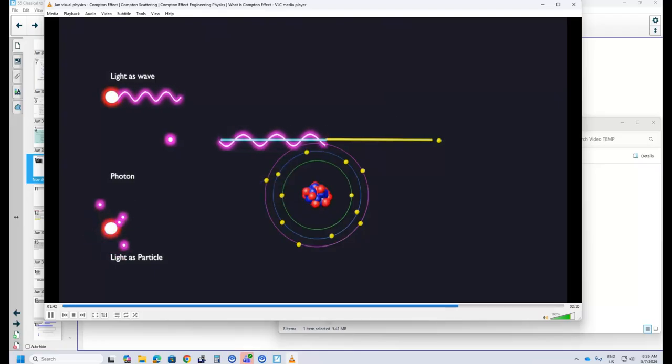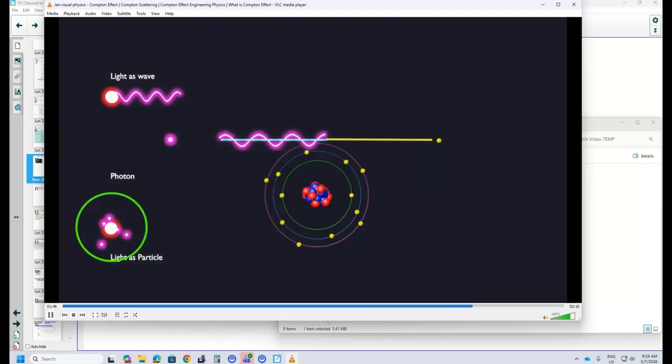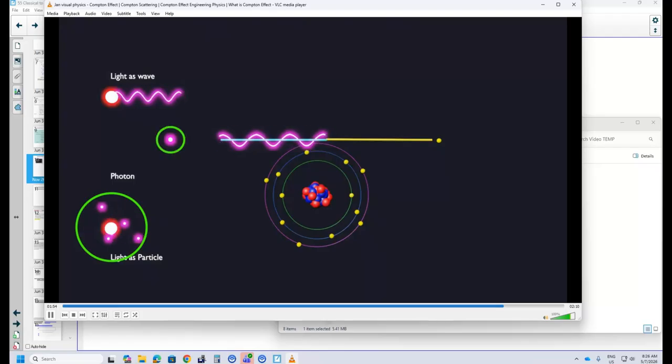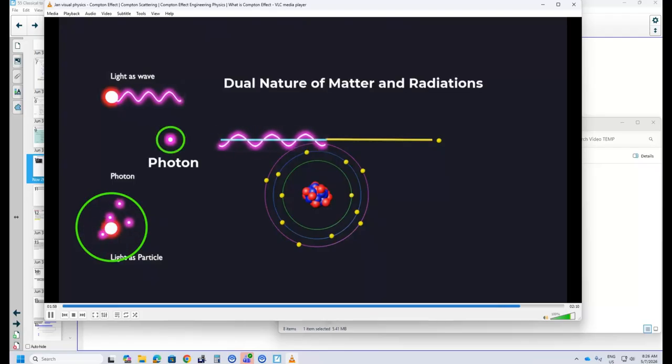The Compton effect played a significant role in confirming the particle-like behavior of light and supporting the development of quantum mechanics. It provided experimental evidence that light behaves as particles called photons, contributing to our understanding of the dual nature of matter and radiation. We hope this video has been helpful in shedding light on the Compton effect. Cool.